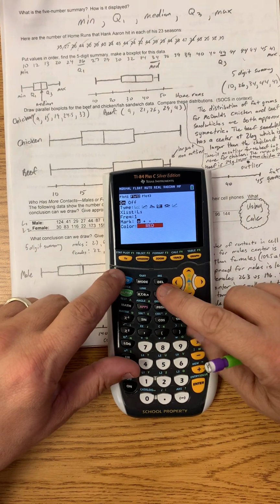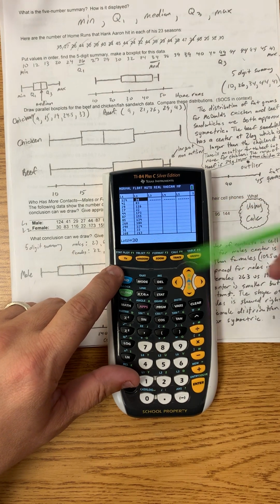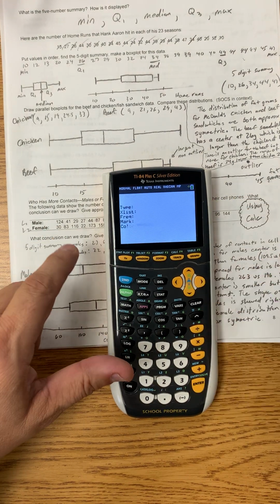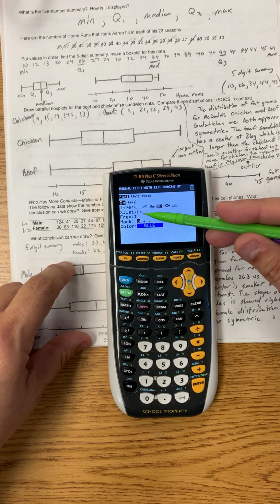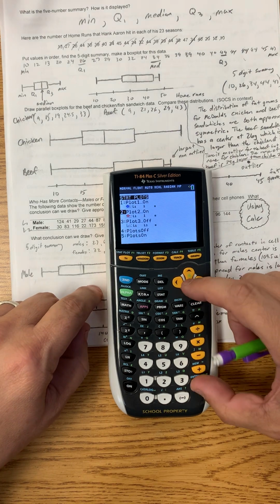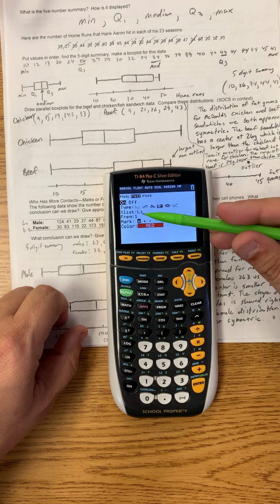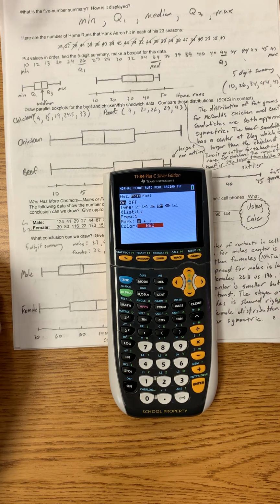All right, now one other thing. This is stat plot 2. If I go back to stat edit, I put data into L1 and I put data into L2. Now, when I go back to stat plot 1, I'm just going to leave that X list alone. And actually, typically we have been. But when I go to stat plot 2, I need to change this to L2.